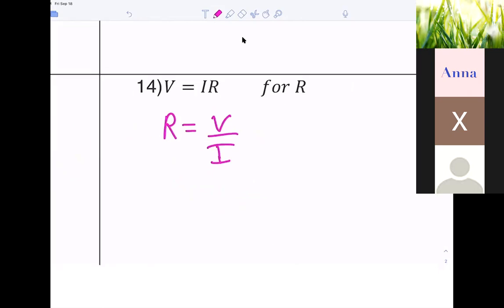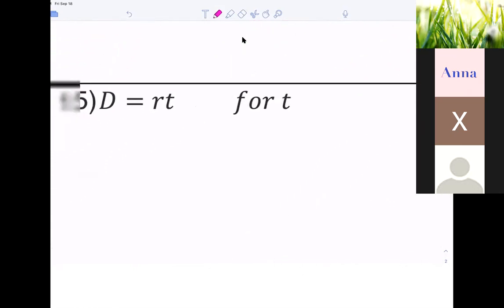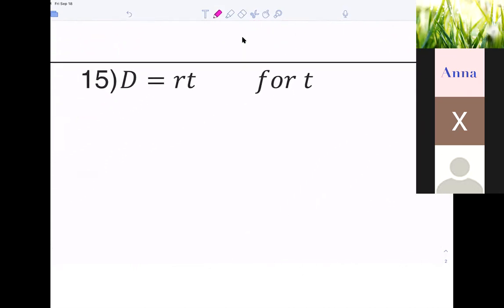All right, number 15. Connor. Yeah. Go. You would divide by R. So my answer is, T equals D over R. Wow, T equals D over R. Brilliant.